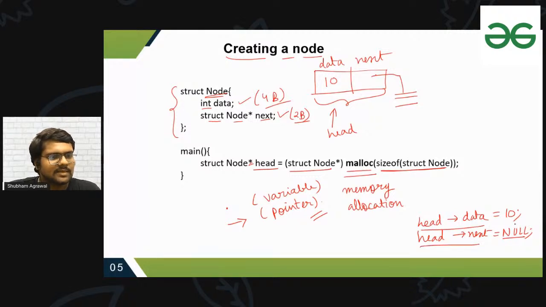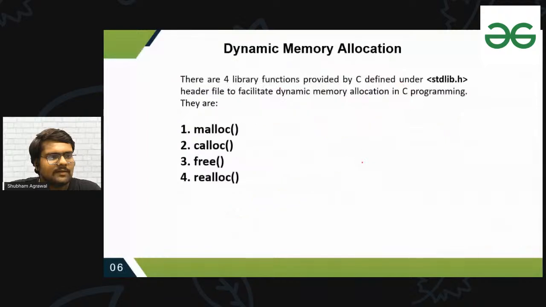There are some other functions for dynamic memory allocation, so let's see them one by one. We have 4 library functions available in C, defined in the standard library. We have #include stdlib.h, a library that we have to include if we want to use the malloc, calloc, free, and realloc functions.